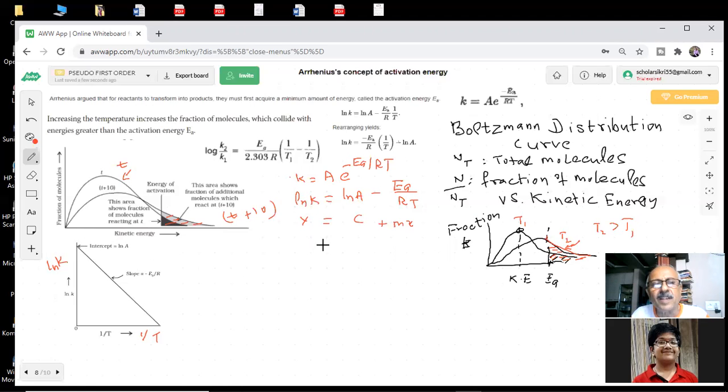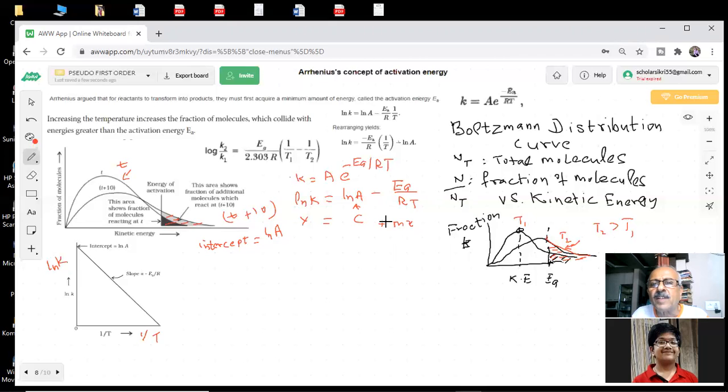And the interesting thing is that, what is my c here? c is my ln A. What is c? c is my intercept here, students. What is the value of the intercept? ln A. So here 2.303 into log of A, 2.303 log of A, and I can find the value of A from here. Value of A I can find from this graph.